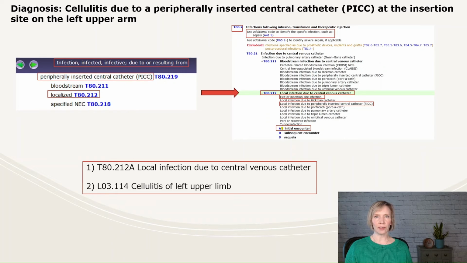Additionally, we see that there is an instructional note directing us to use an additional code to identify the specific infection, and so we assign the code for cellulitis of the left upper arm as a secondary code.